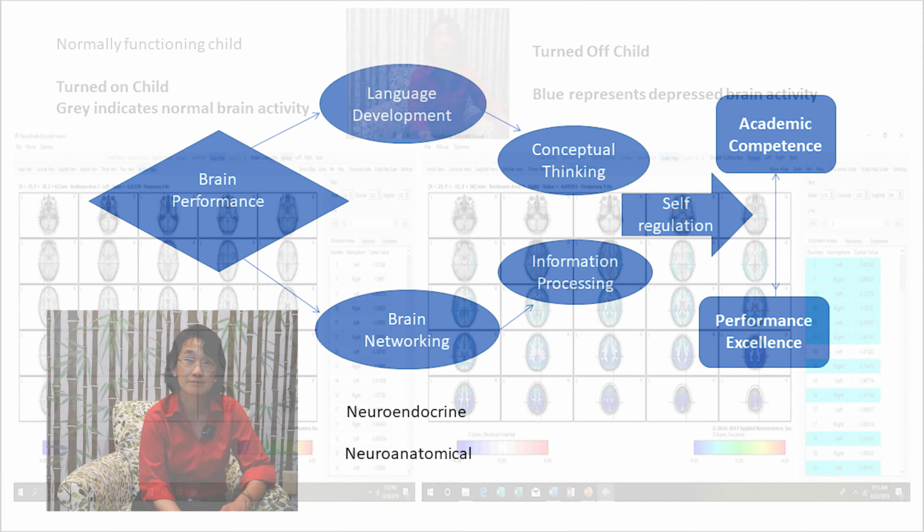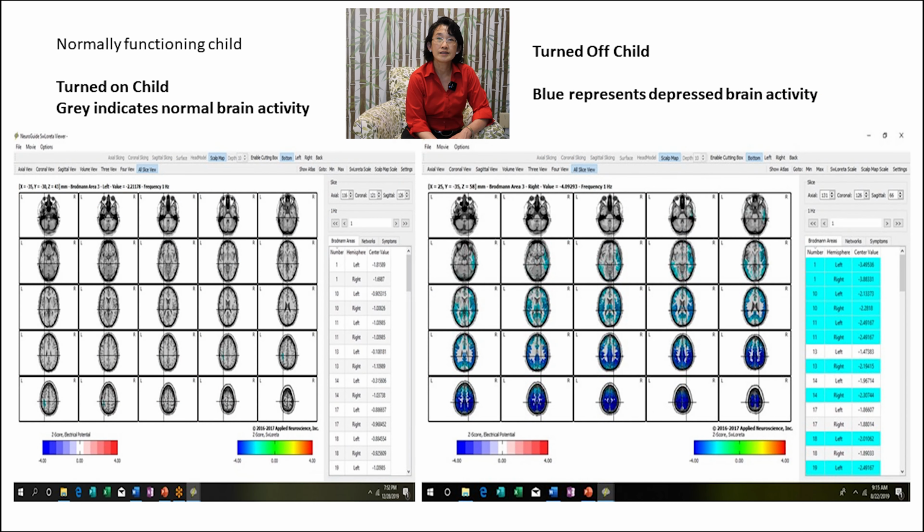What I'm talking about is nurturing a population of people capable of responding to the problems and demands of this modern world. As you can see here, I'm showing you the brain activity from two children. The panel on the left, where the brains look gray, gray is the color coding for normal activity. This is a turn-on child. All areas of the brain are active and functioning in a balanced way. And this is what we would like to see for optimal performance.